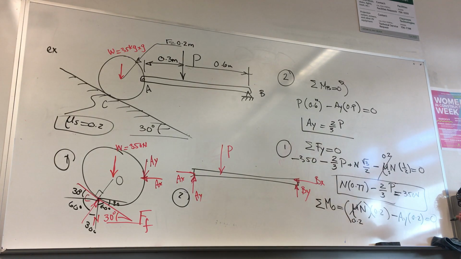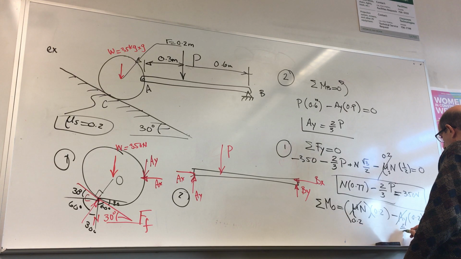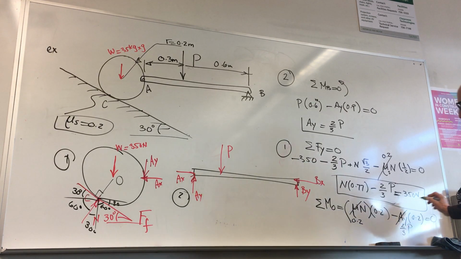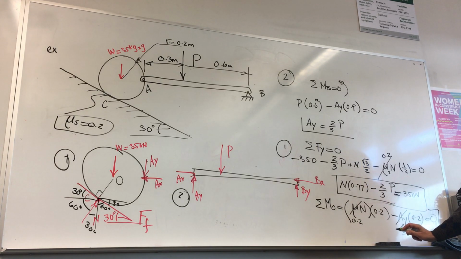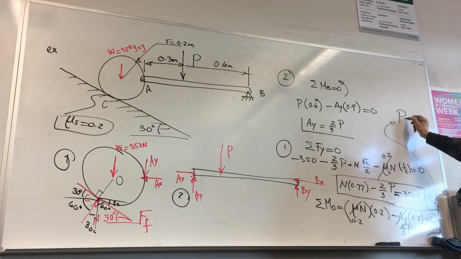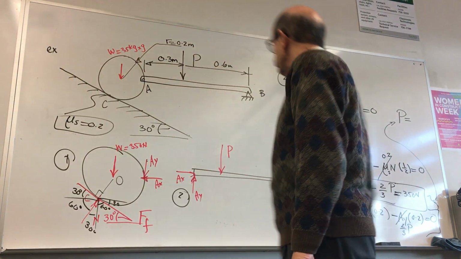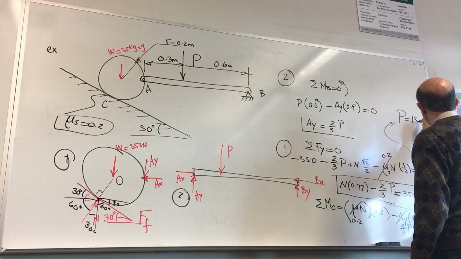So again, you can substitute for Ay, which is 2/3 of P. So you have two equations in terms of P and N. You can solve for P. P comes out to be, I have the answer here, 182 Newton.